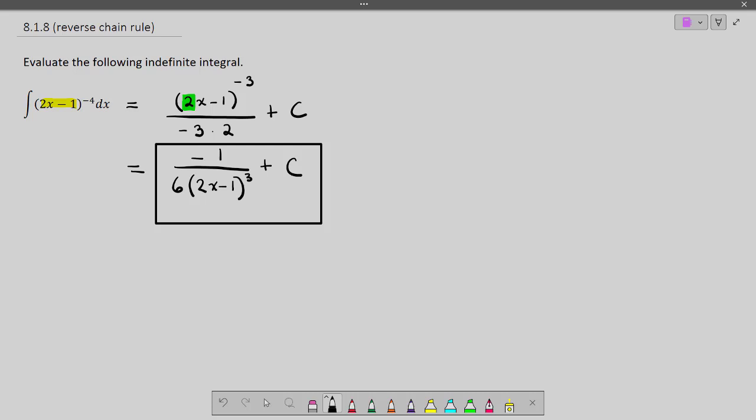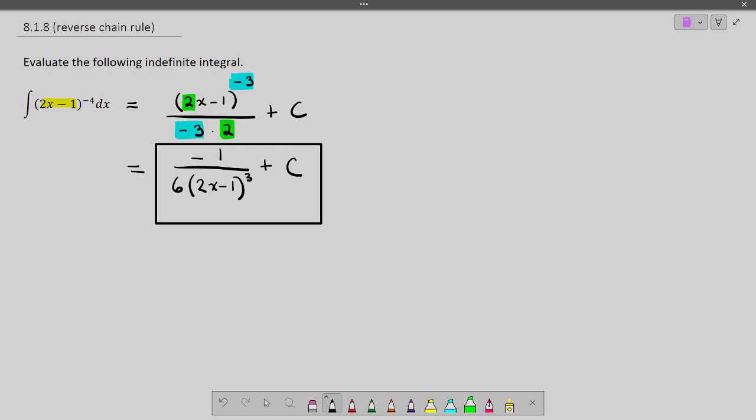Remind me when you have to multiply the negative 3 with 2. So this piece right here is for the power rule. When you add 1 to the exponent, you always divide by the new exponent. Right, with the reverse chain rule. And then the reverse chain rule says take the derivative of this and divide by whatever its derivative is.